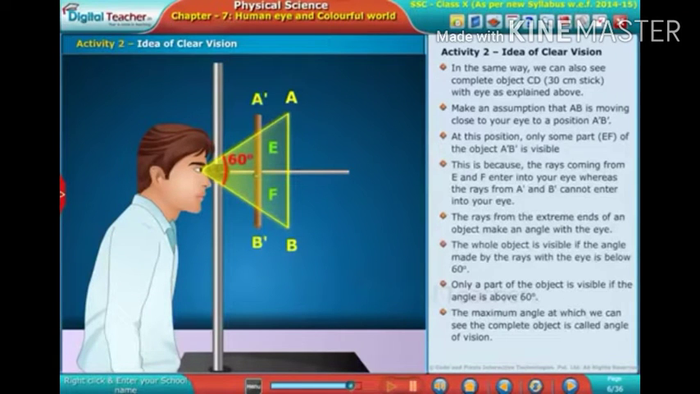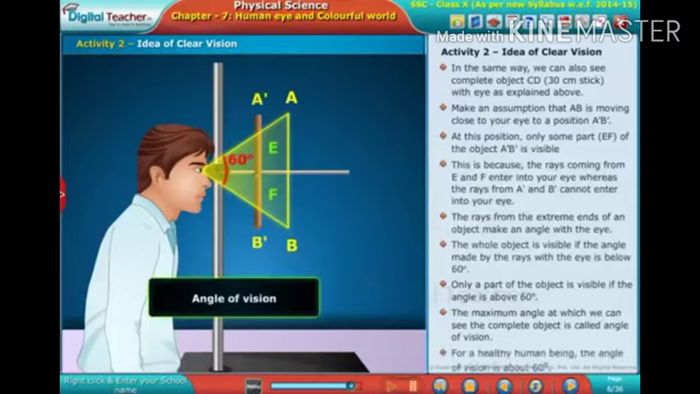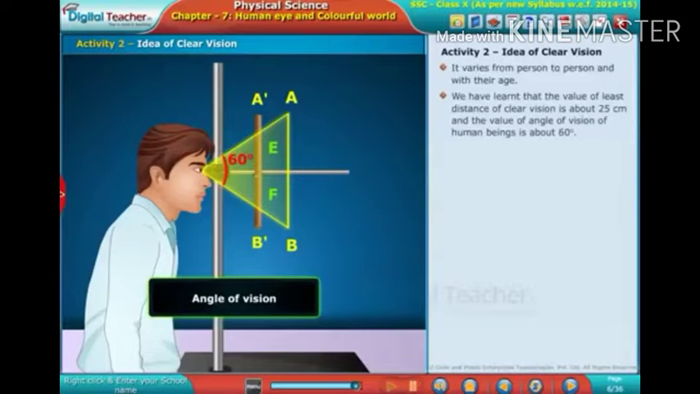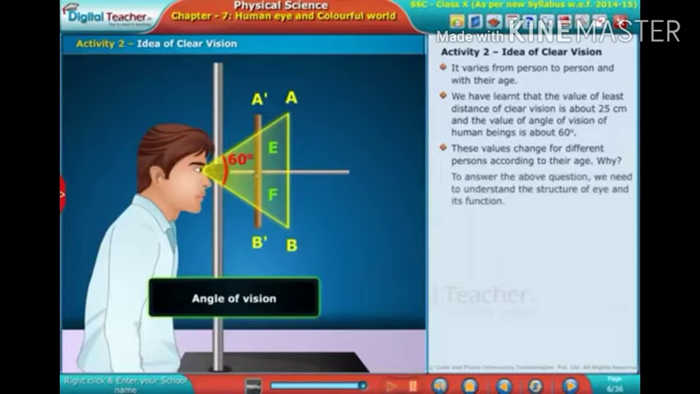The angle subtended by the complete object is called the angle of vision. For a healthy human being, the angle of vision is about 60 degrees. It varies from person to person and with their age. We have learnt that the value of the least distance of clear vision is about 25 centimeters and the value of the angle of vision of human beings is about 60 degrees. These values change for different persons according to their age. Why? To answer the above question, we need to understand the structure of the eye and its functioning.